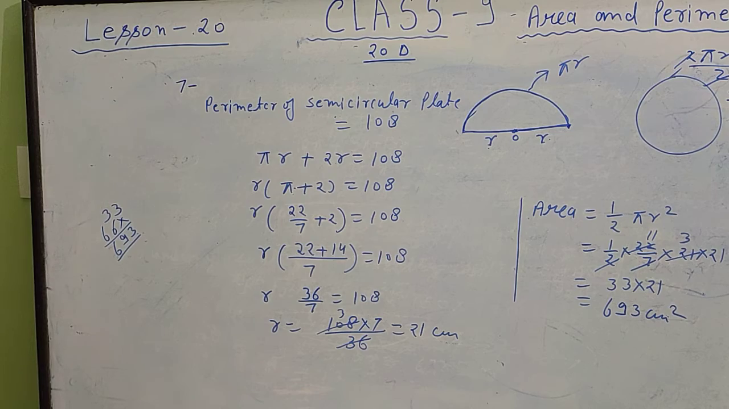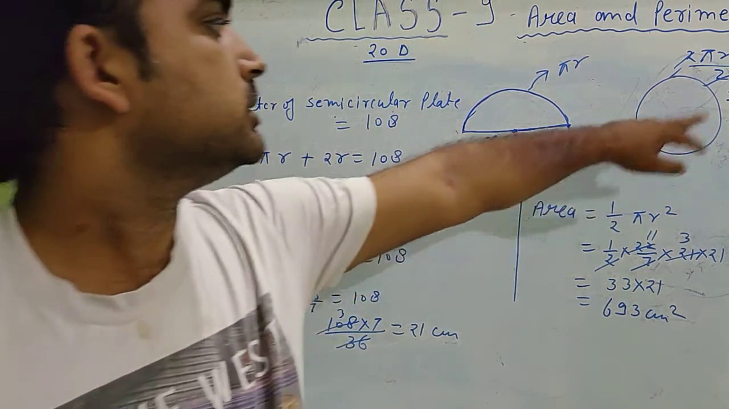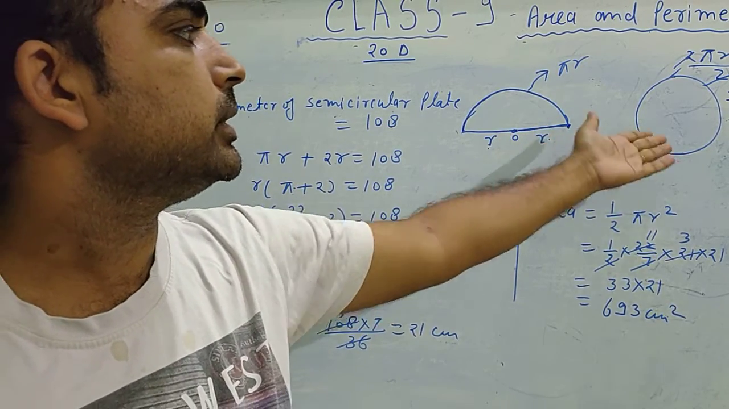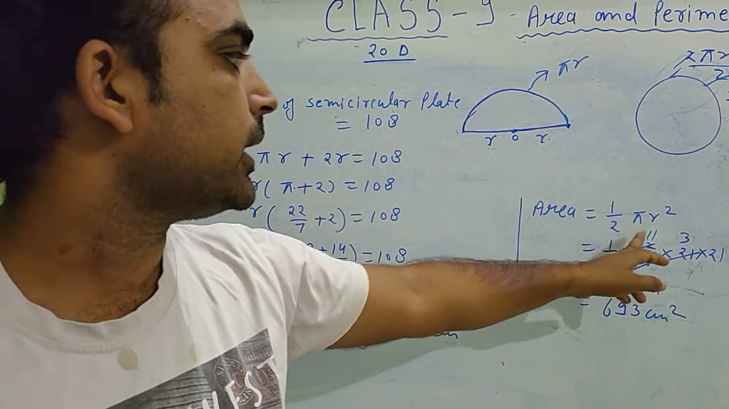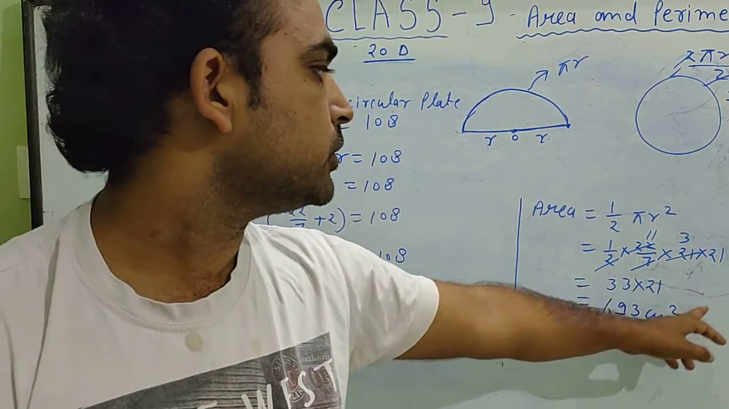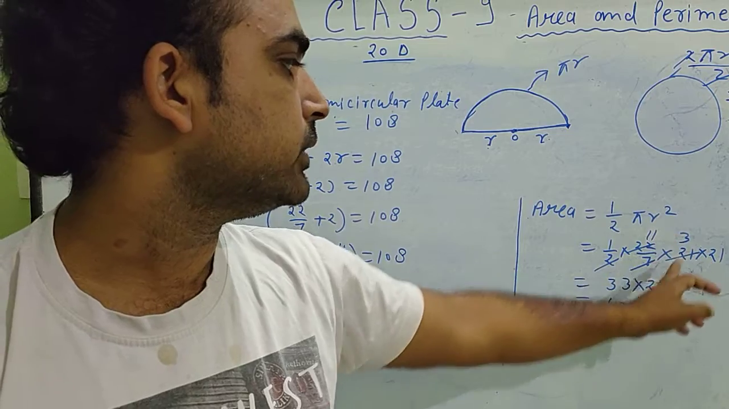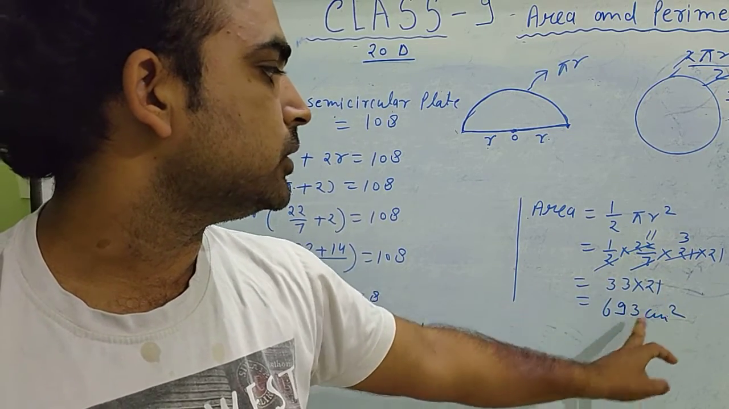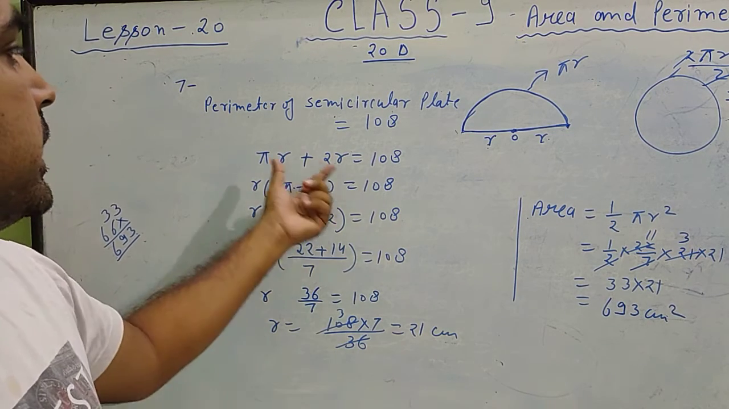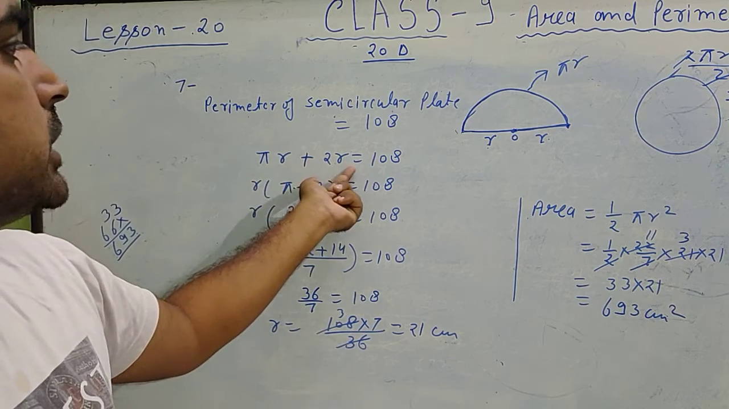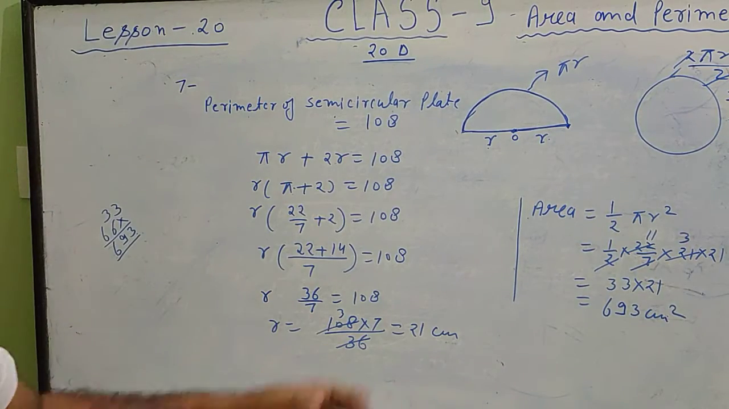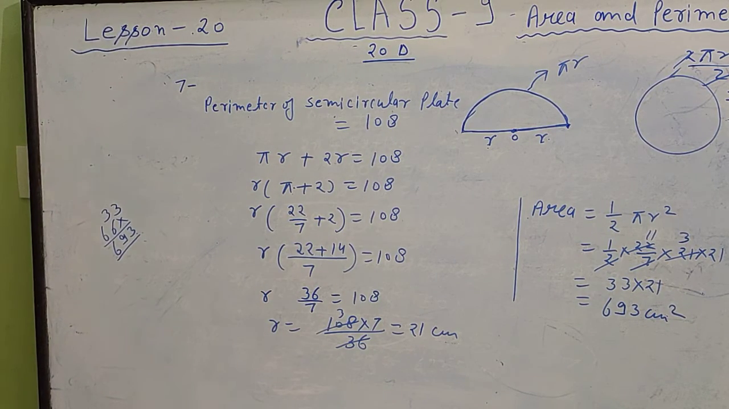Now you have to find the area of the semicircle. The area of a circle is pi r square and the area of a semicircle means half pi r square. So half pi r square, pi means 22 upon 7, r is 21, 21 into 21, 7 3s are 21, 2 11s, 11 3s are 33 into 21, which is equal to 693 centimeter square. So the main thing is this: the semicircular perimeter is pi r plus 2r, and the area of the semicircle is half pi r square. So you got the answer 693 centimeter square. Understand?